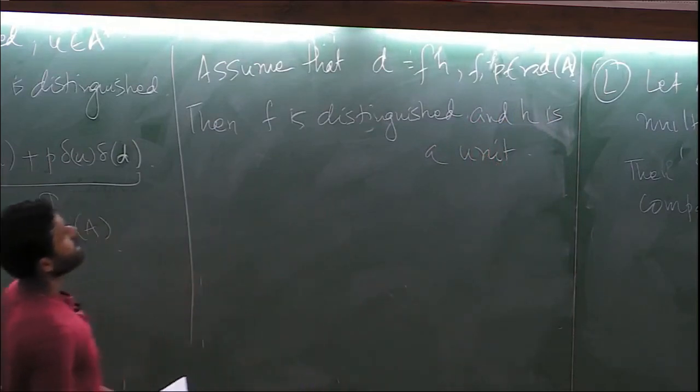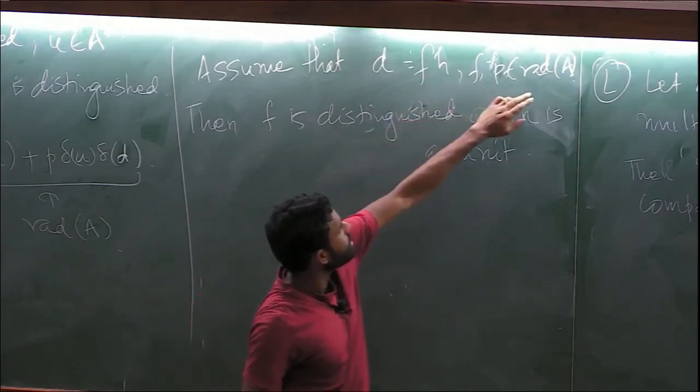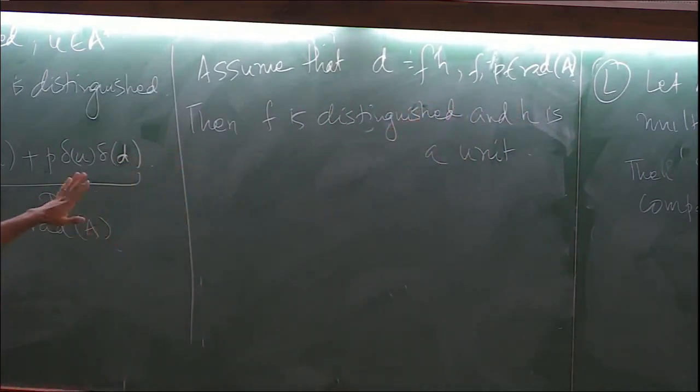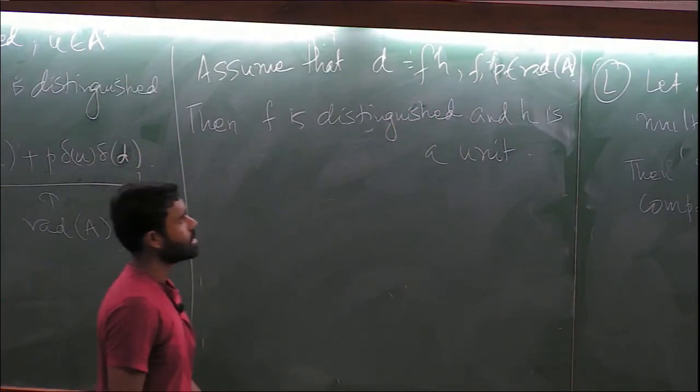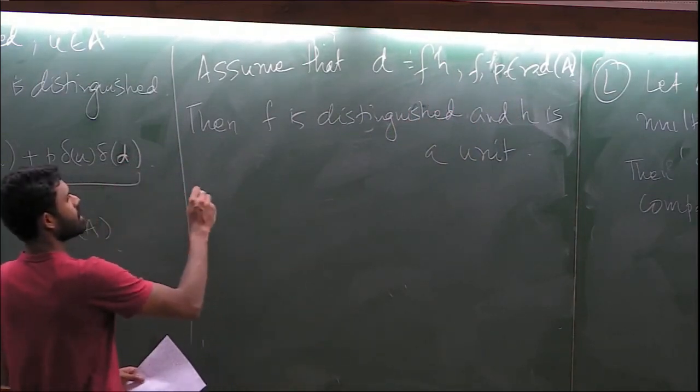Okay, so you write d as f times h such that f is in the radical, and you want p to be in the radical. Then f is distinguished and h is a unit. So you see the trend: the distinguished elements should be in the radical, and p also should be in the radical. So it's also a quick thing.